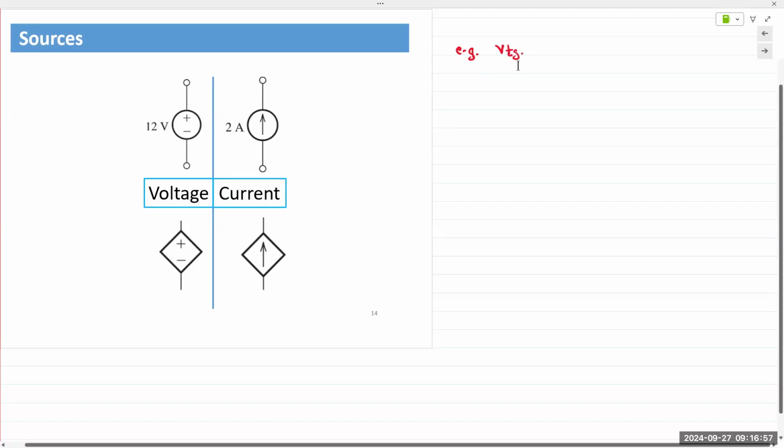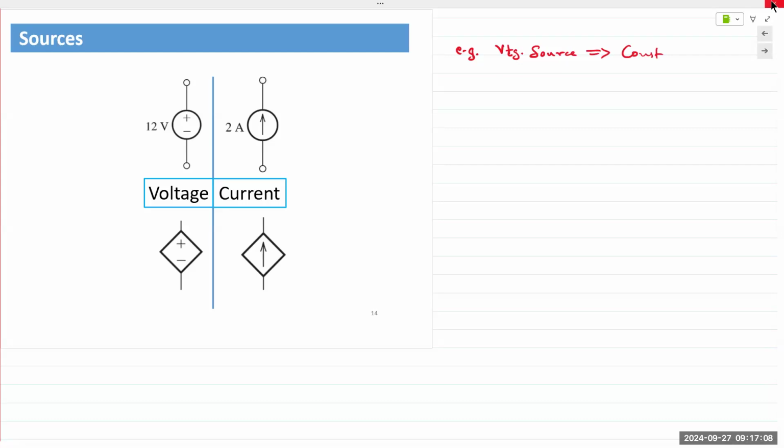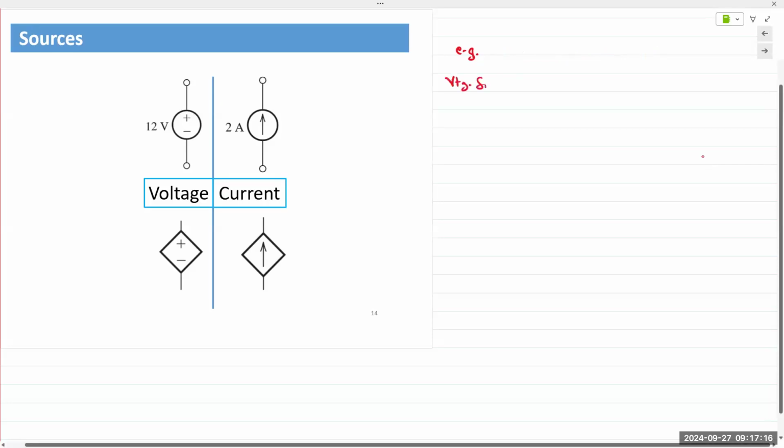So voltage source, VTG, by the way, is my acronym for voltage. So a voltage source supplies a constant voltage. I'll move this out of the way. So a voltage source will supply constant voltage, and it will adjust the output current according to the needs of the load circuit. So the current is variable in that sense.